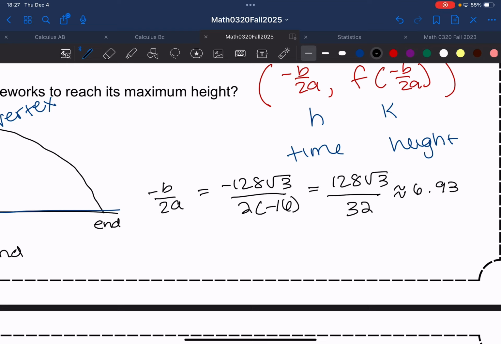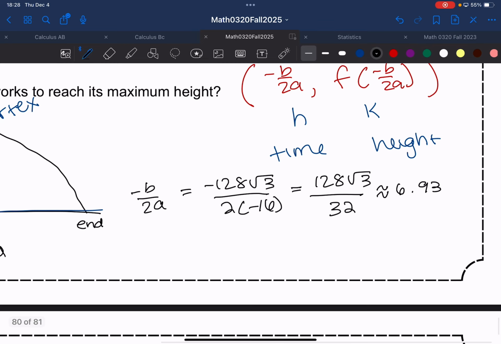6.93. Okay, notice after this, I didn't put equals 6.93. This squiggle equal stands for about or approximately. So this is approximately 6.93 because we had to round it to a decimal. And what would be the units attached to this? Seconds.